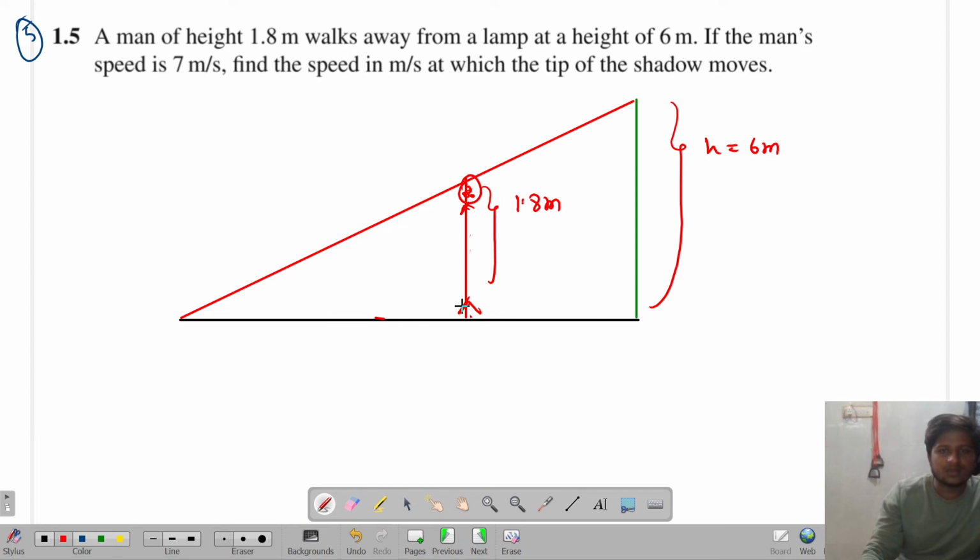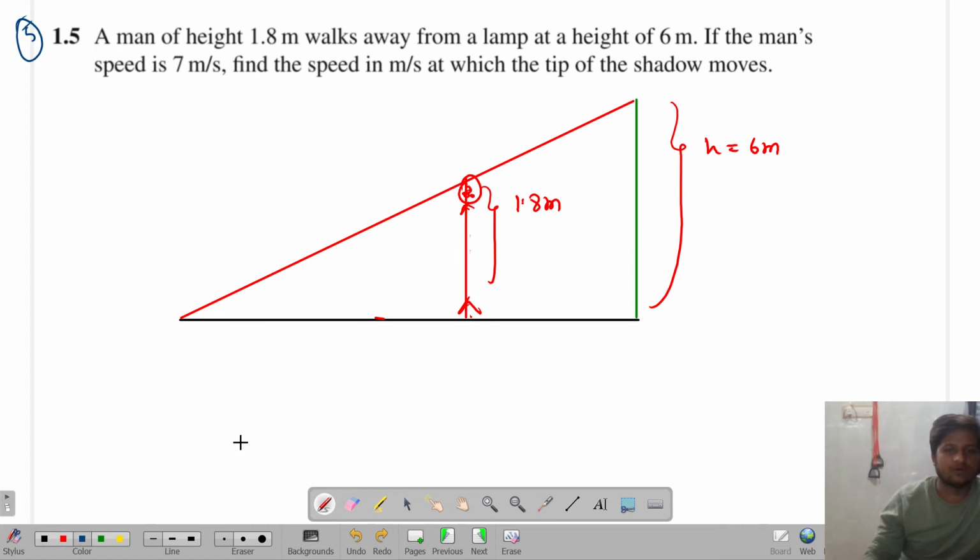If the man comes nearer to the pole, the shadow will decrease or not? Tell me yes or no. If the man goes away from the pole, what do you observe? The shadow is going to increase. So it is perfectly relative. So let's suppose the man is coming towards the pole with a speed of V. It says walks away from the lamp. Okay, so it is walking away from the lamp.